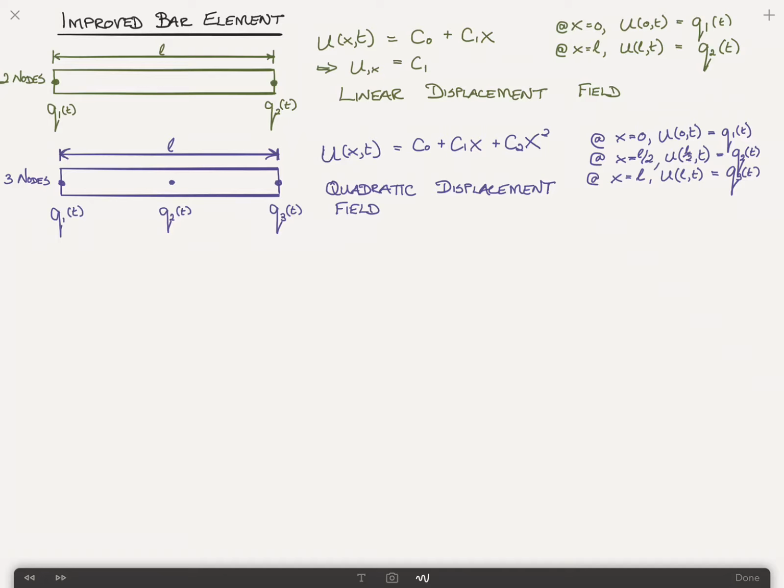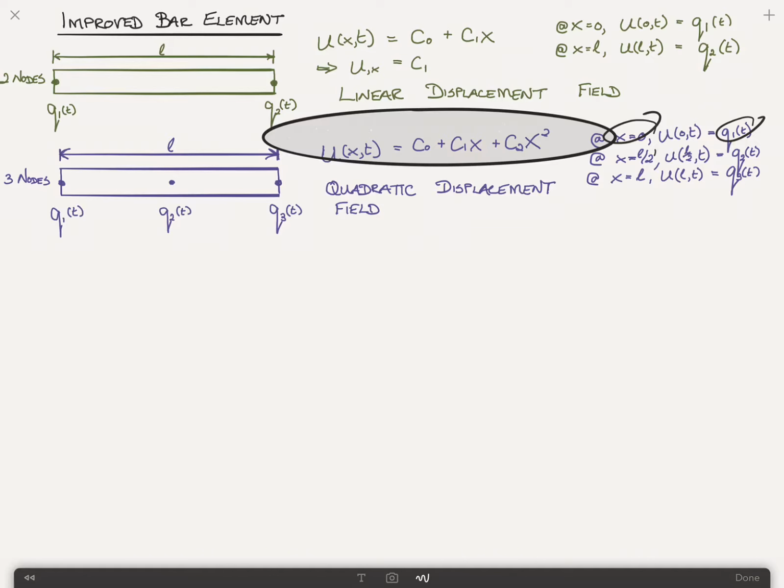So we'd like to propose an improved bar element, in which case we'll use three nodes. We have an internal node in addition to the two end nodes that we've seen before. And because we have a third node, we have three conditions. We can use a quadratic displacement field. Since we have three constants to solve for, we have three conditions, namely at x equals 0, u equals q1, at x equals L over 2, u equals q2, and at x equals L, u equals q3.